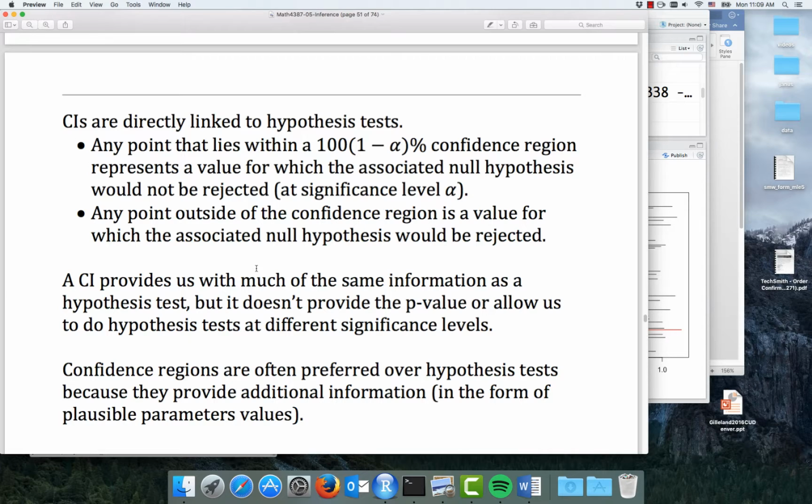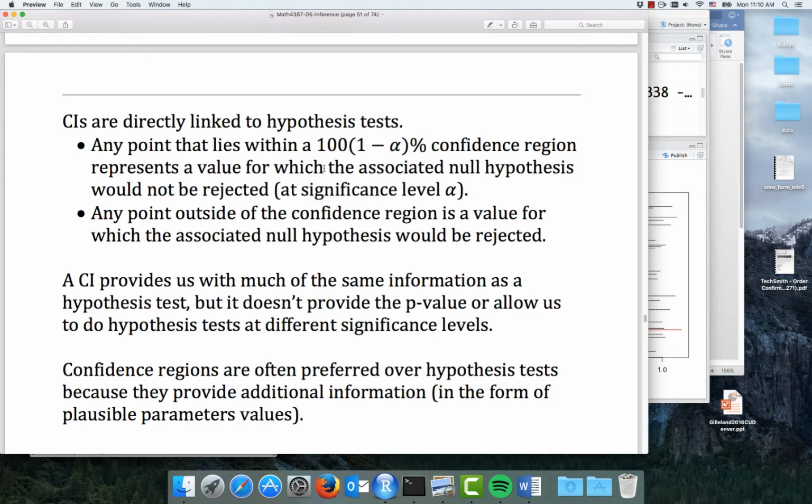Conversely, if we were looking at our confidence interval, any value in my confidence interval would cause us to fail to reject the null hypothesis if we were doing a hypothesis test, and any value outside our confidence interval would cause us to reject the null hypothesis if we tested that value in the null hypothesis.